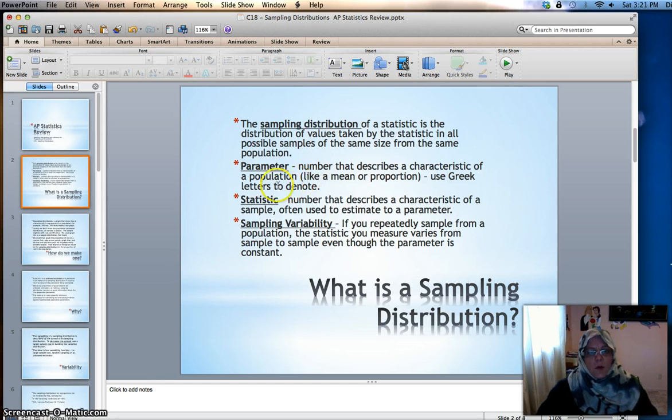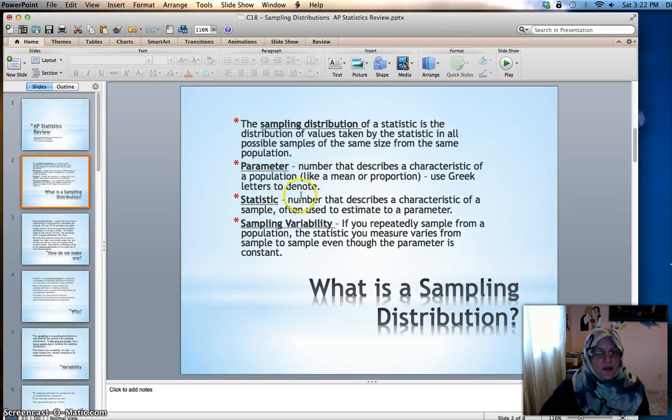distribution. A parameter is the number that describes a characteristic of a population rather than a sample, like the population mean or the population proportion. And we usually use Greek letters to denote those. It is very important when you do things like writing hypotheses that you remember to use those Greek letters, like mu equals 0 instead of x bar equals 0. Big points taken off on the AP exam if you confuse parameters and statistics. So always be very careful about being clear about that.